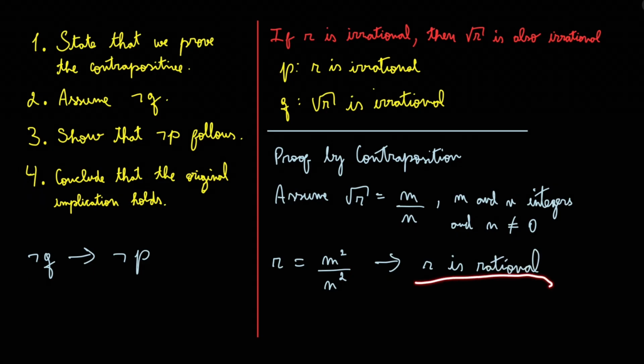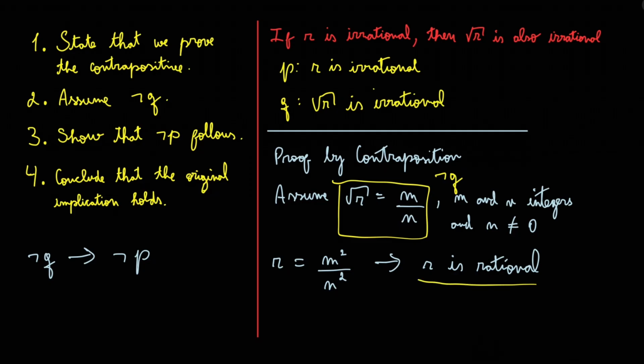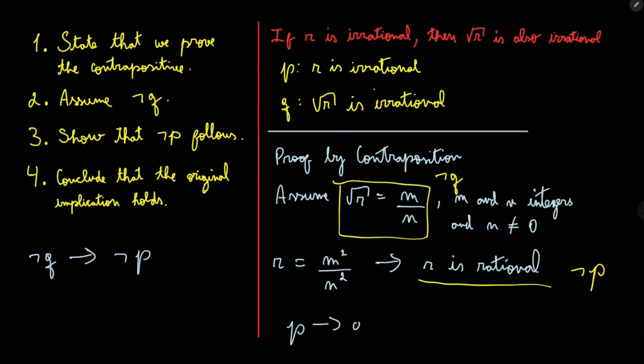And what is this? It's not P. It's the negation of the antecedent of our original implication. So we have assumed not Q, and this showed us that not P follows as per the third step of our method. And by the definition of the contrapositive, this leads us to conclude that the original implication holds, so P does imply Q, and our proof is done.